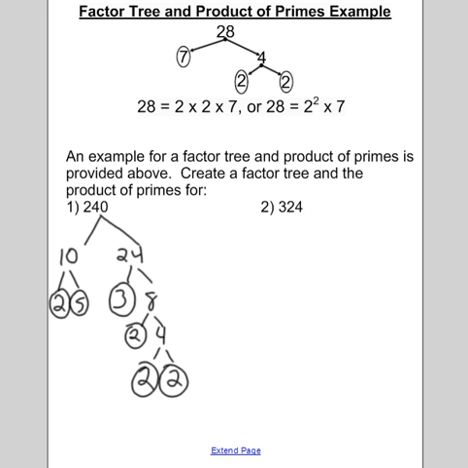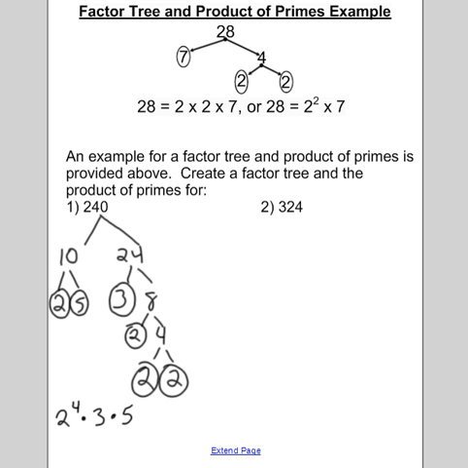Now I'll look and say what I have here. I have 2, 2, 2, and 2. So I got 4 2's, a 3, and a 5. So what I can say is that 240 is 2 to the 4th, because there's 4 2's, times 3 times 5. Now your tree factor may look different, and that's perfectly fine, but your product of the primes should still be the same, and that's the important piece of this.